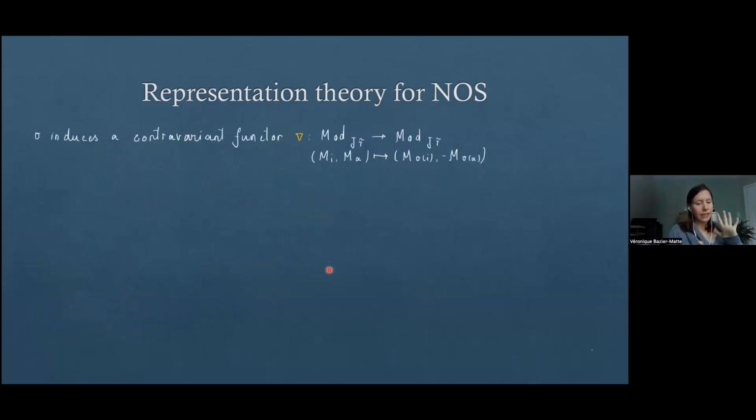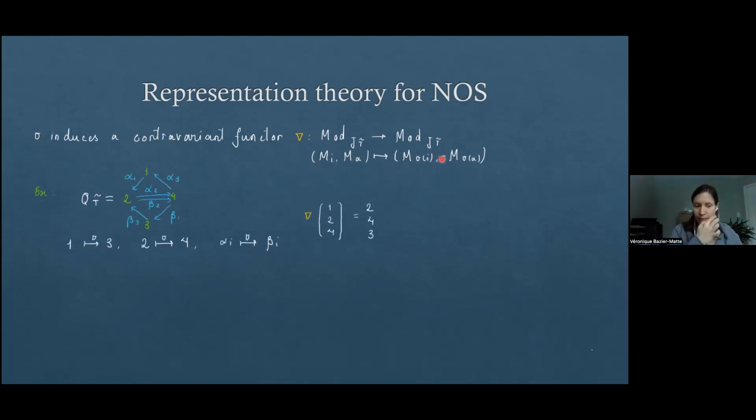So sigma acts only on the quiver, but we'll have the same kind of behavior of this anti-symmetric thing on the module category. So sigma induces a contravariant functor nabla on the module category that will send a vector space Mi to the vector space M sigma I, and a map M alpha to the map negative M sigma alpha.